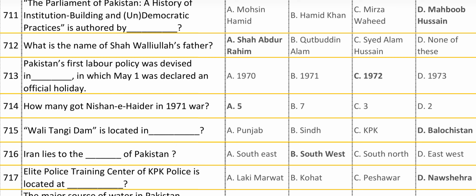How many got Nishan-e-Haider in the 1971 war? Answer is 5.